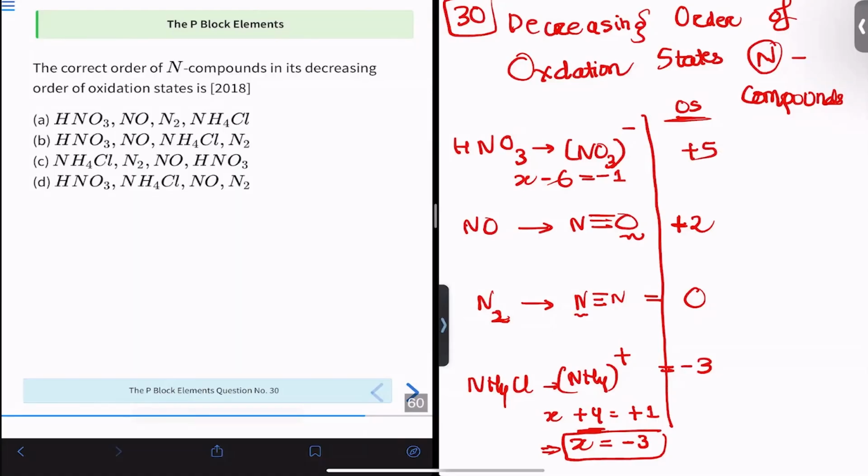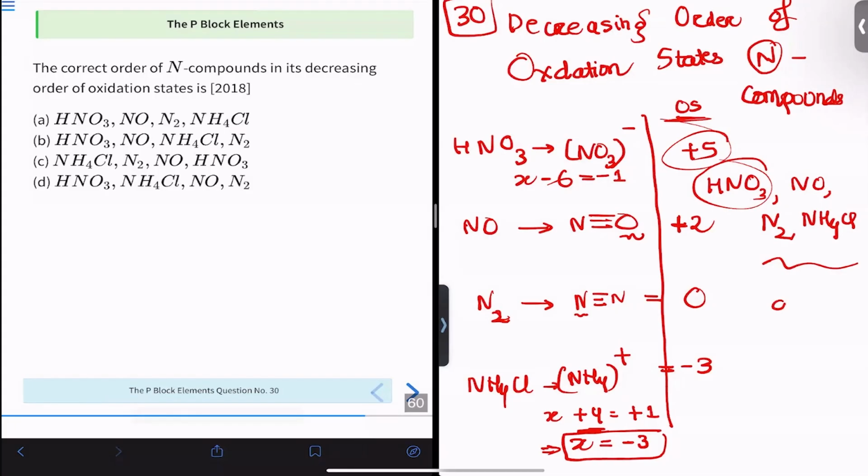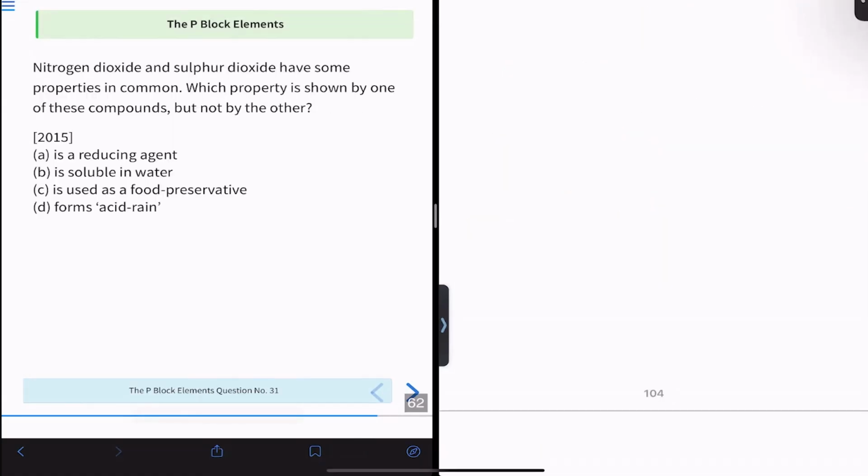So if they're asking you to find the decreasing order, the first one, with the highest oxidation state, is HNO3, then NO, then nitrogen, and then ammonium chloride. I hope it's clear. HNO3 has the highest oxidation state, +5. So option number A is the correct answer. With this, we'll move to question number 31.